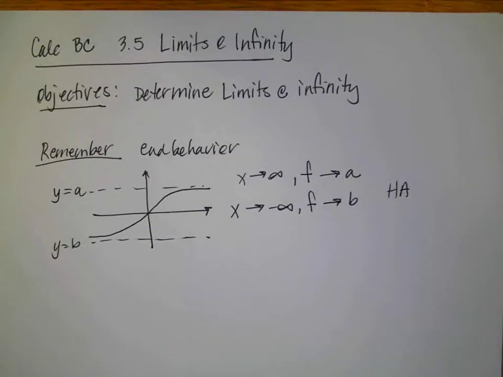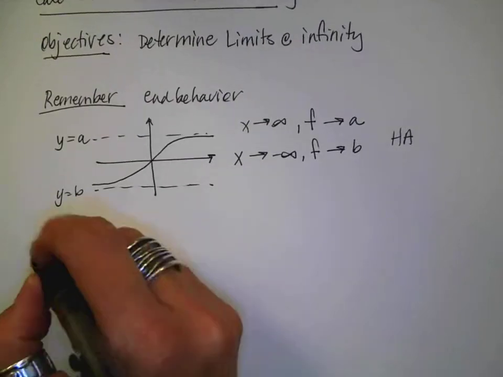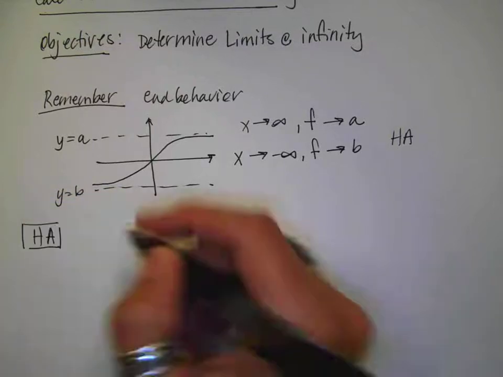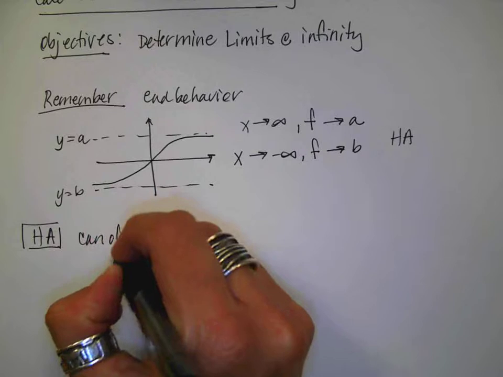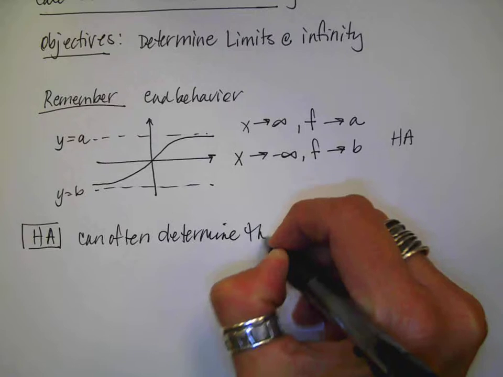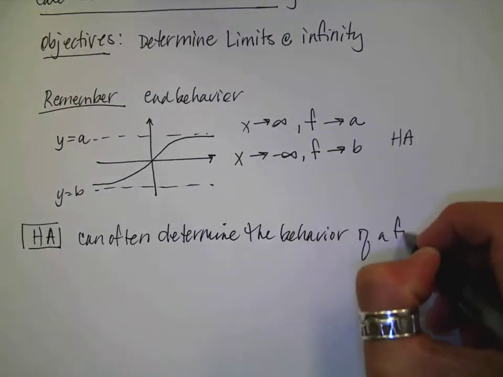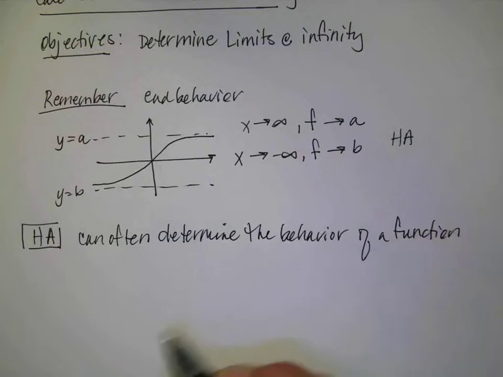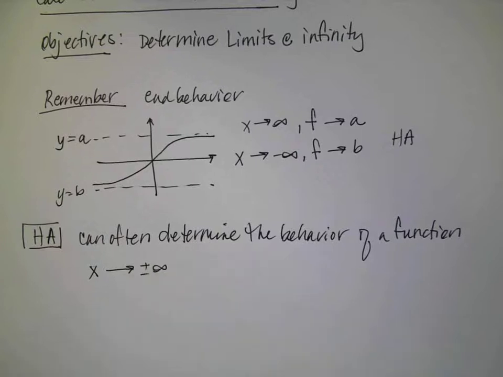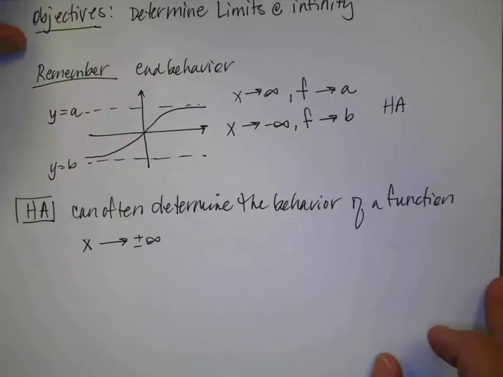Alrighty, so that leads us into going back and reviewing the rules for horizontal asymptotes. Okay. So for our horizontal asymptotes, remember that they can often determine the behavior of a function. And we're particularly interested in what happens at the extreme end, so maybe as x approaches plus or minus infinity. So there are a couple of rules. So let's go back through those.